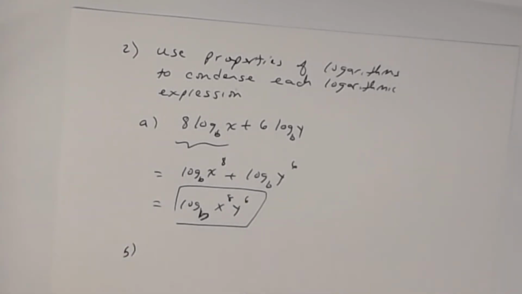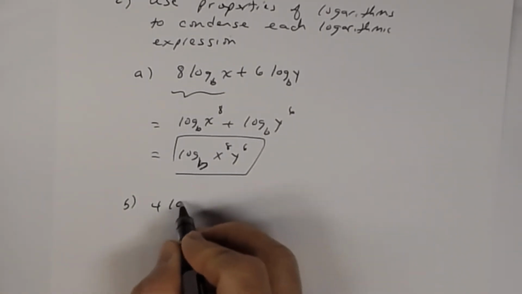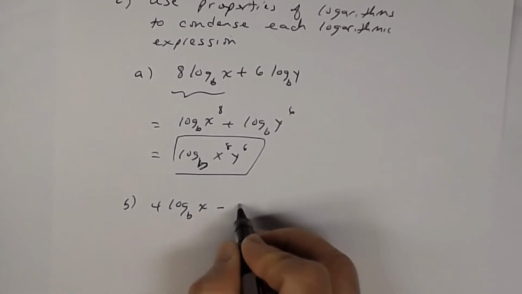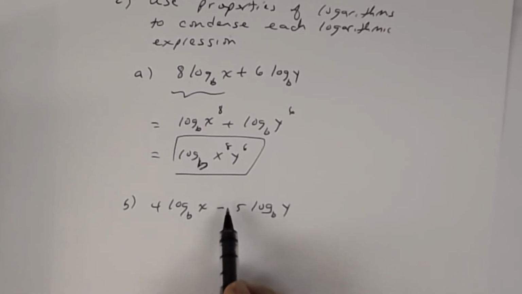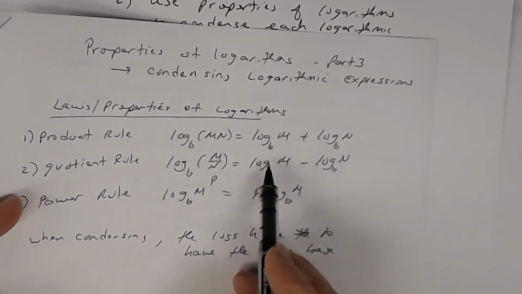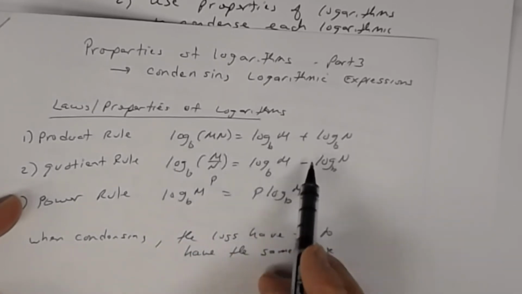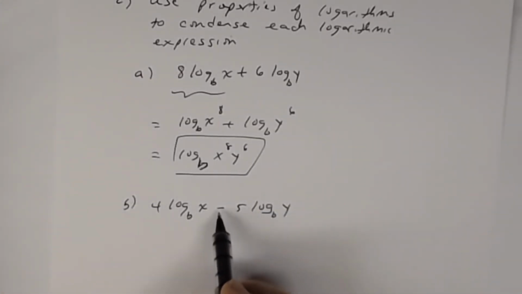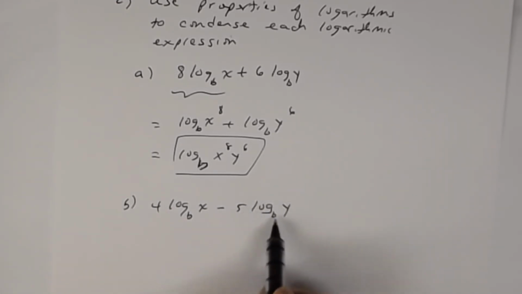Okay, part B, we have 4 log base b of x minus 5 log base b of y. Again, this time we're looking at a subtraction, a subtraction of 2 logs with the same base. So that's going to involve the quotient rule. But remember, before I can use the quotient rule to write as one logarithm, this coefficient has to be 1, and this has to be 1 here. Notice though, this is a 4 and this is a 5. You just think of this as subtraction, so you're subtracting a positive 5 log base b of y.